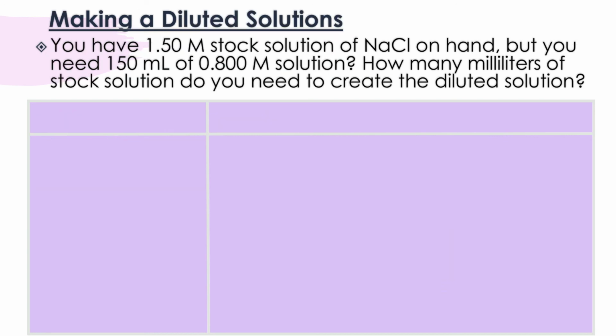Last but not least, y'all, making a diluted solution. So this is a very important skill to have. I developed this skill through high school and college, and I was able to use this in real life at a lab. So you have 1.50 molar stock solution of sodium chloride on hand, but you need 150 milliliters of 0.800 molar solution. How many milliliters of the stock solution do you need to create the diluted solution? Remember, stock solution is always the more concentrated solution.